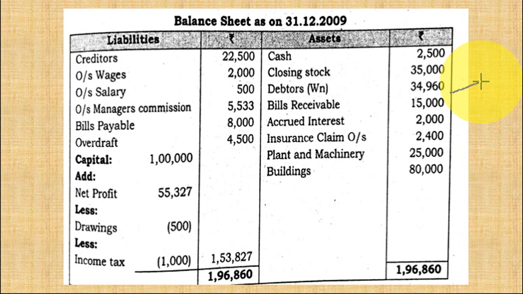In the last working note, whatever we calculated, from that you have to deduct the RBD. Bills receivable 15,000. Accrued interest, I told you interest accrued, it is income, 2,000. Insurance claim outstanding, or amount due from insurer, you can write anyway, 2,400. Plant and machinery, buildings. So total of both the sides 1,96,860. Okay, work out this problem. If you work it out twice or thrice, then it will be very easy for you.